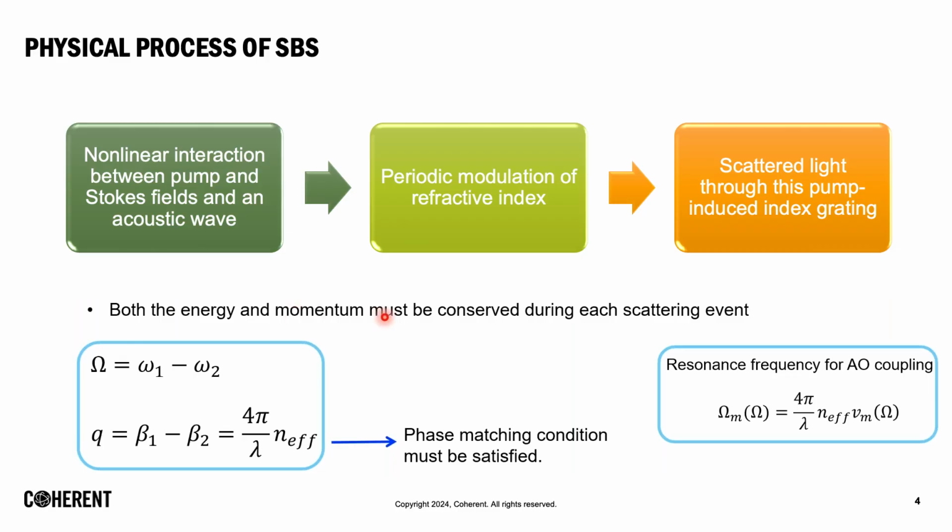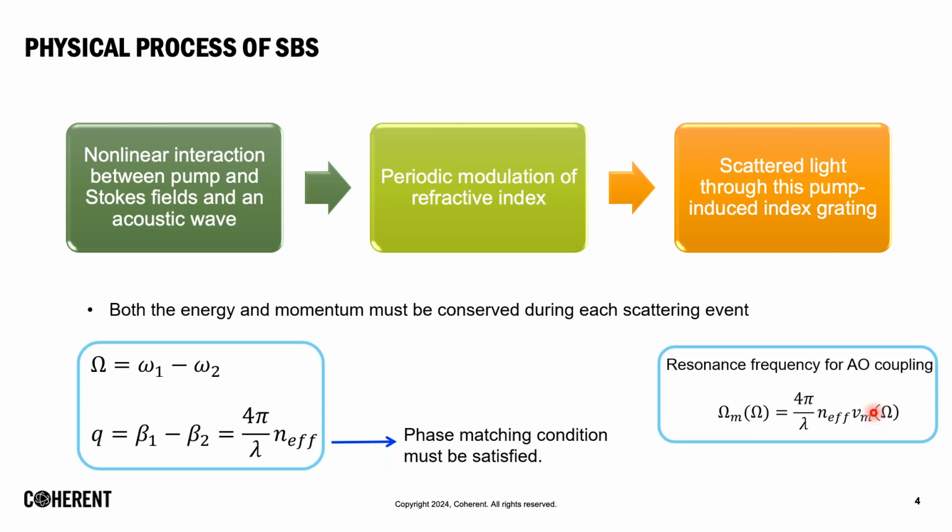Both energy and momentum must be conserved during each scattering event, where omega is the angular frequency of the acoustic wave and q is its wave vector. The frequency omega and the wave vector satisfy this phase matching condition, given by this expression here, 4 pi over lambda, where lambda is the wavelength of the pump and the effective index. So this expression must be satisfied. The frequency and the wave vector of the acoustic wave satisfy this dispersion relation for each acoustic mode m, where V_m here is the acoustic velocity for each acoustic mode.